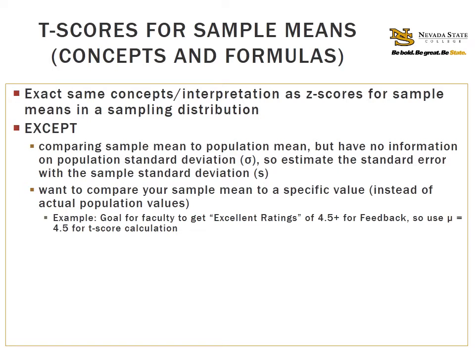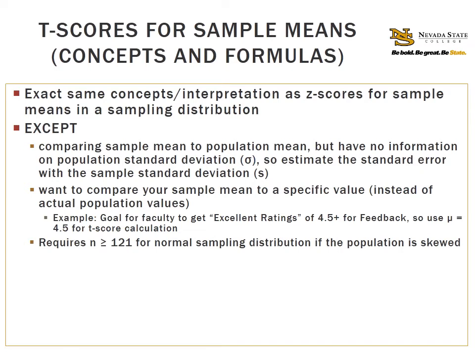So for instance, let's say that we had a goal for faculty to get excellent ratings of 4.5 plus for feedback. So instead of comparing our sample to the population mean to see if they're now different from the population, we would compare our sample to the goal to see if they reach the goal beyond the margin of error, beyond the standard error. So our mu would be 4.5 and we wouldn't have a population standard deviation. So we would estimate it with the sample standard deviation.